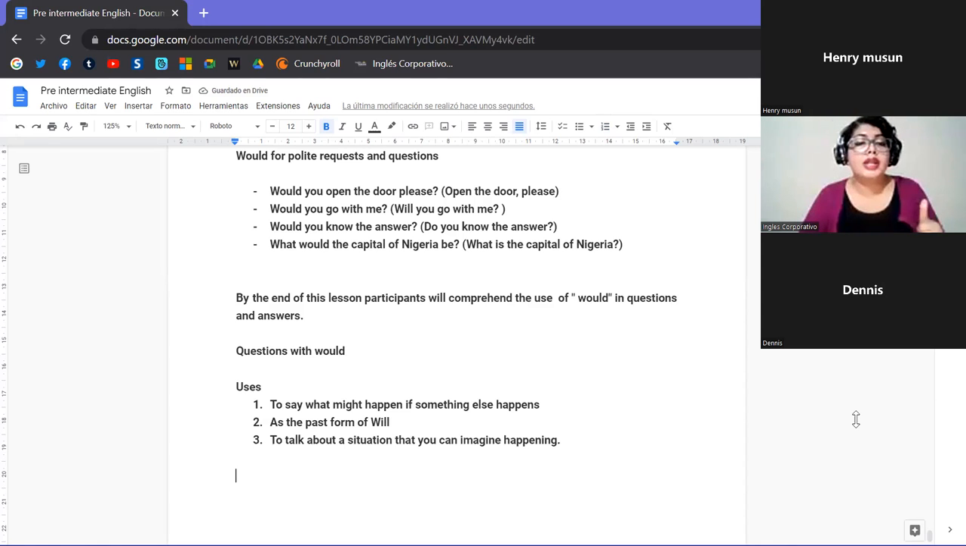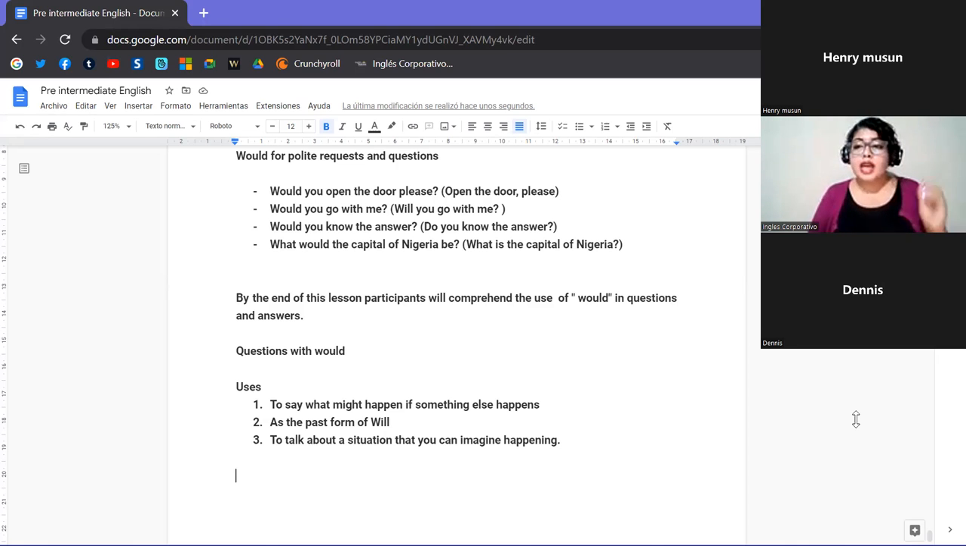So these are the uses for the will in question. Number one, to say what might happen if something else happens that maybe can change the situation or the action that is happening in that moment. Number two, as the past form of will. And the third one, to talk about a situation that you can imagine happening. In that case, it is not like you are saying that it is possible to happen; we are talking about a situation that we imagine can happen.